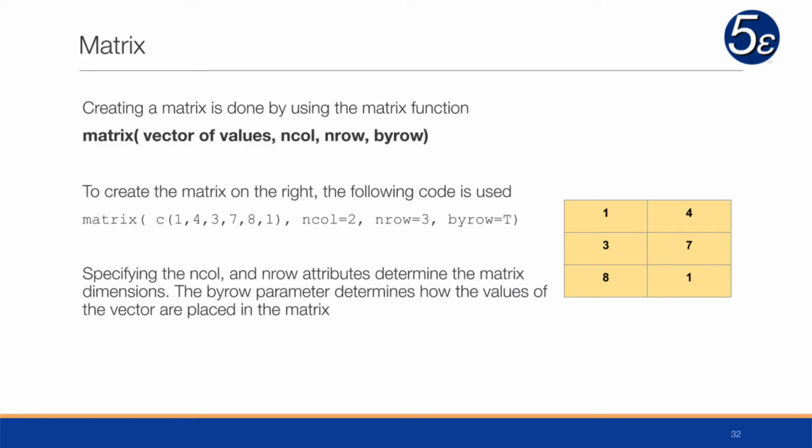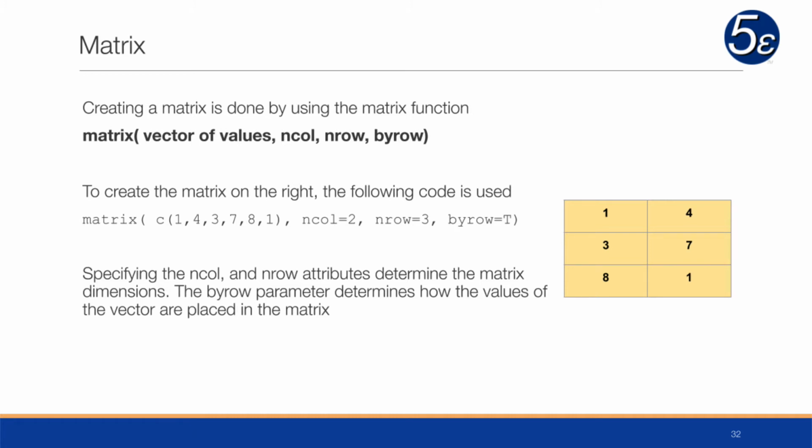Creating a matrix is simply done by using the matrix function. We pass it a vector of values, followed by the number of columns, the number of rows, and then another indicator which will state whether or not the data is being put in by row or by column, so that we can order them properly.